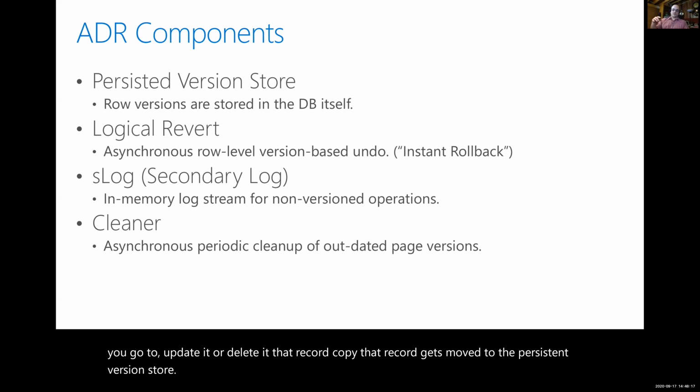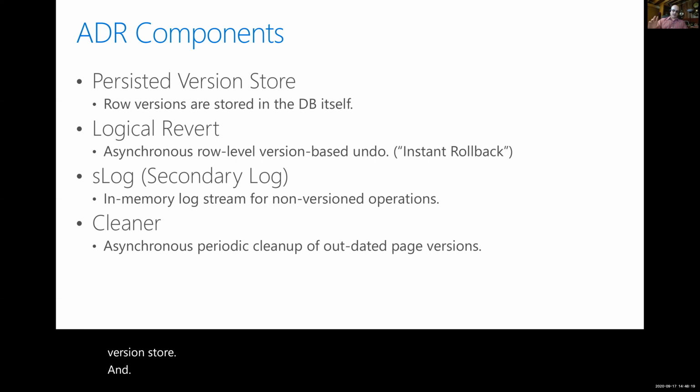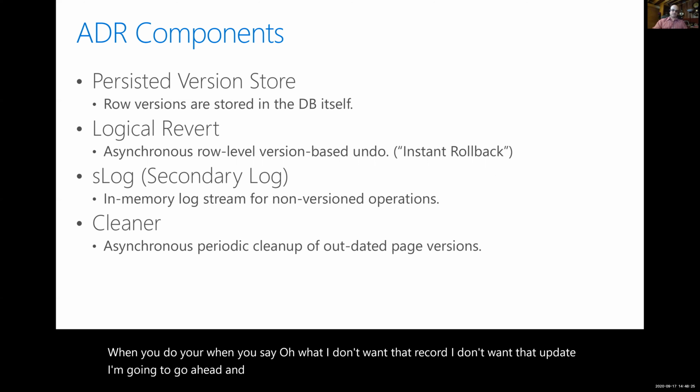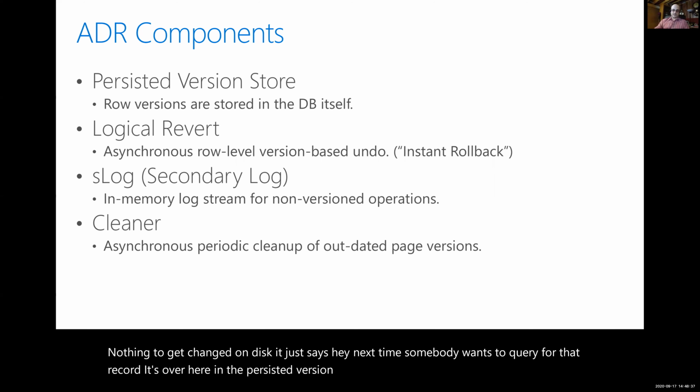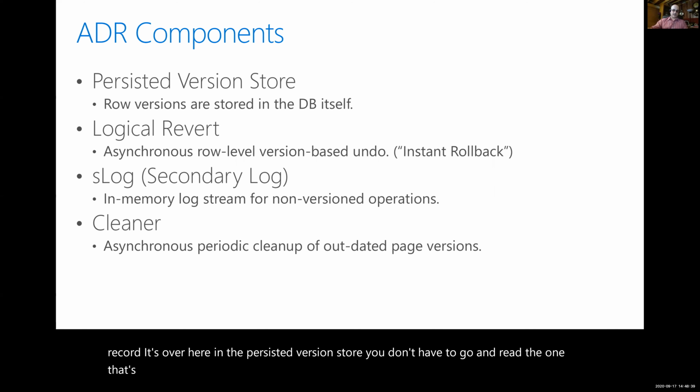And when you say, oh, you know what, I don't want that record, I don't want that update, I'm going to go ahead and roll that transaction back, nothing changes. Nothing has to get changed on disk. It just says, hey, next time somebody wants to query for that record, it's over here in the persisted version store. You don't have to go and read the one that's in your primary data file or your secondary data file. You read the one that's in the persisted version store. That's what we mean by instant rollback.